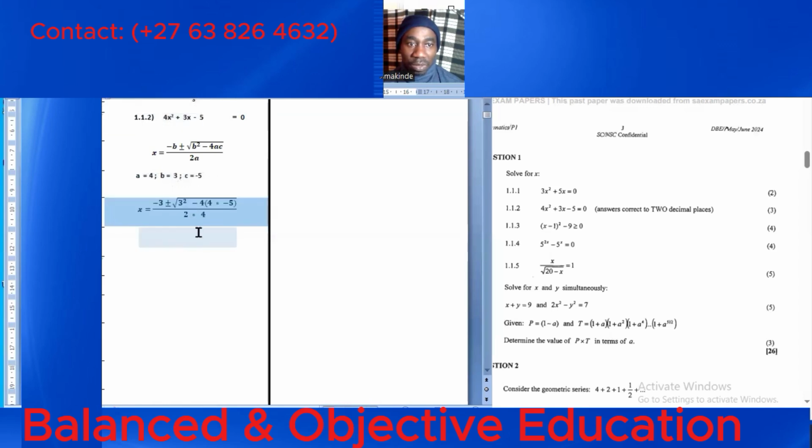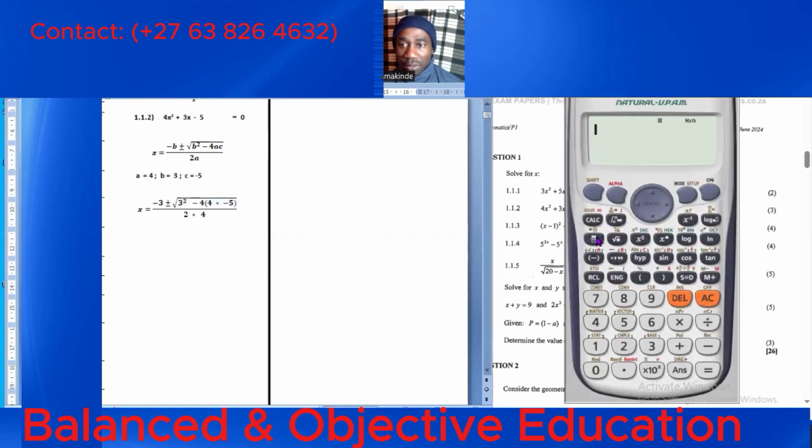When you substitute, you can punch everything directly into your calculator. You use this key. Then we have negative 3. You cannot do plus or minus together, so you do them separately. So plus the square root of b squared, that will be 3 squared, minus 4, bracket 4 multiplied by negative 5. You close the bracket. Then you use this down arrow.